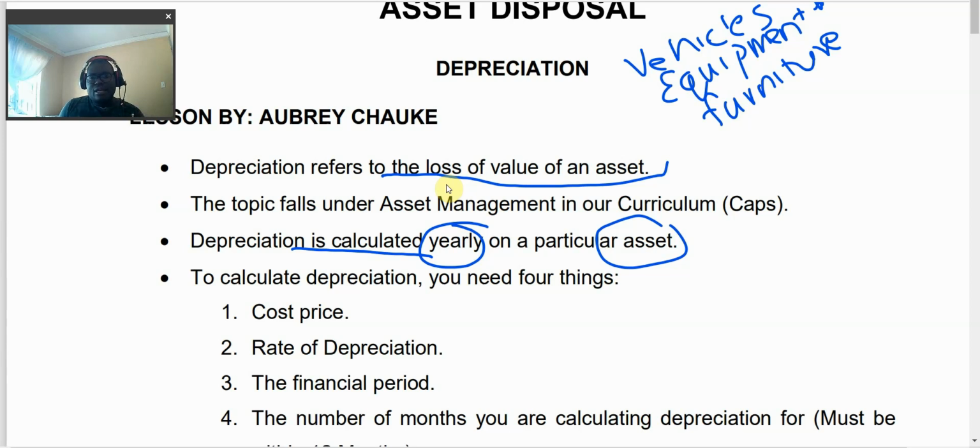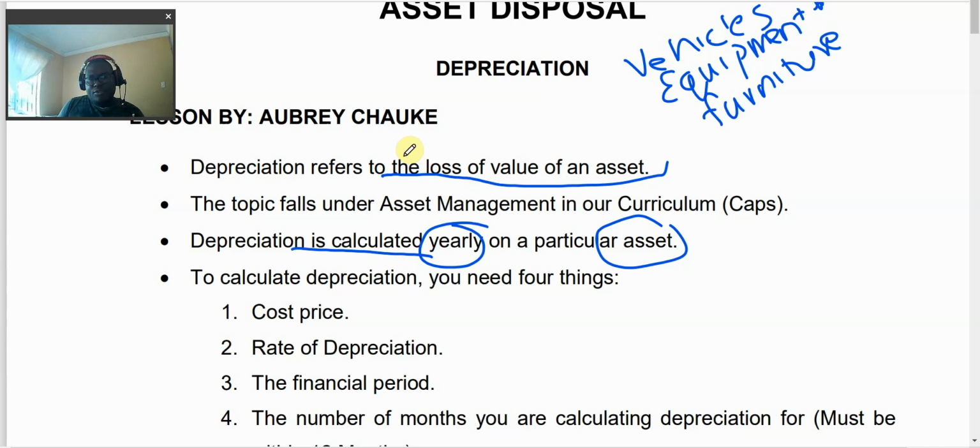So you need to be aware of such things. And each and every time when you buy a particular asset, they will tell you in what manner that particular asset depreciates. Some, they will tell you that this asset is depreciated using the cost price, others using the diminishing balance method, and so forth. But I will get into that in a short while.